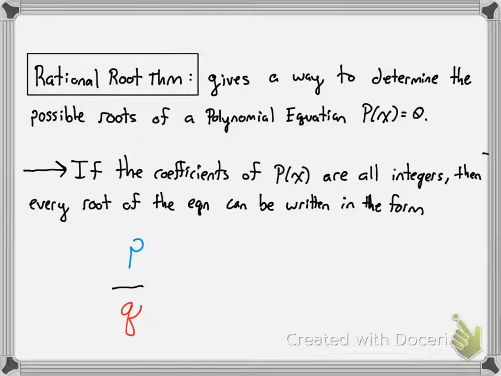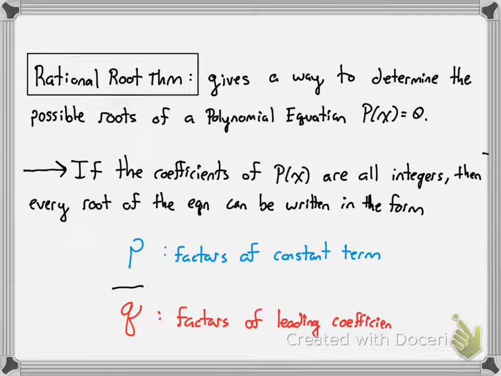If the coefficients of p of x are all integers, then every root of the equation can be written in the form p over q. P stands for all of the factors of the constant term of your equation, and q stands for all of the factors of the leading coefficient.